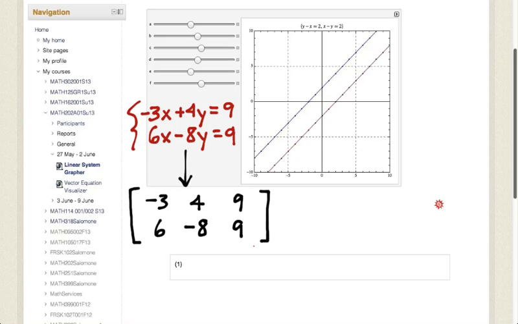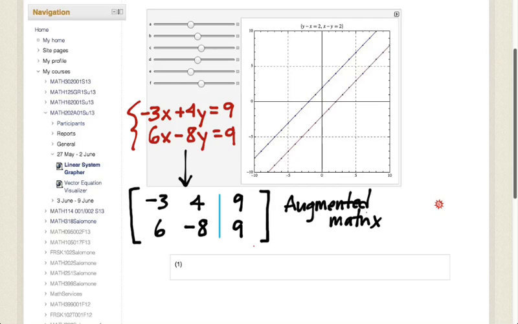I'm also going to take the liberty of putting a little vertical line here just to separate those numbers that are coefficients of variables and those numbers which belong on the right-hand side. And in this process, what I've created is called an augmented matrix for this system of equations.